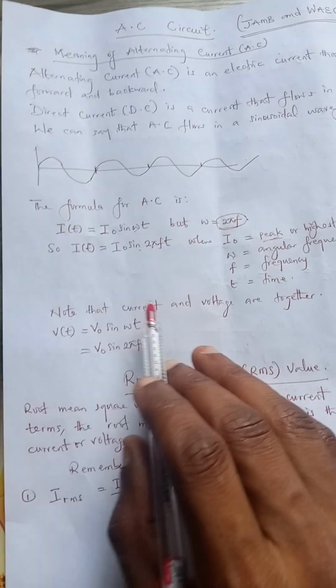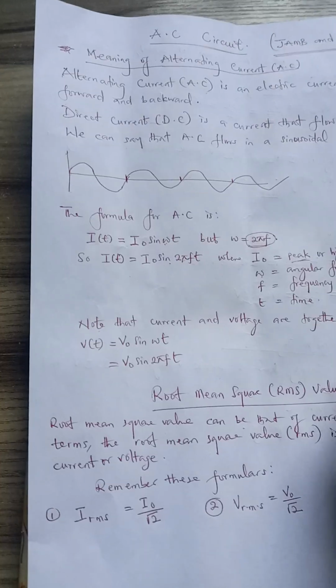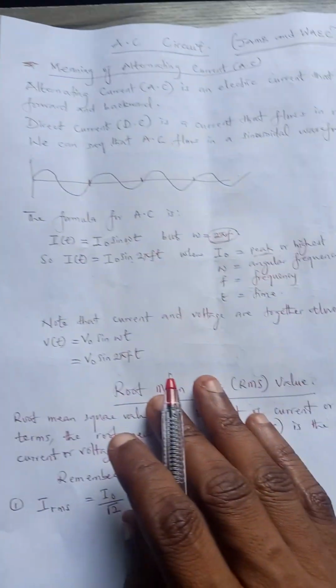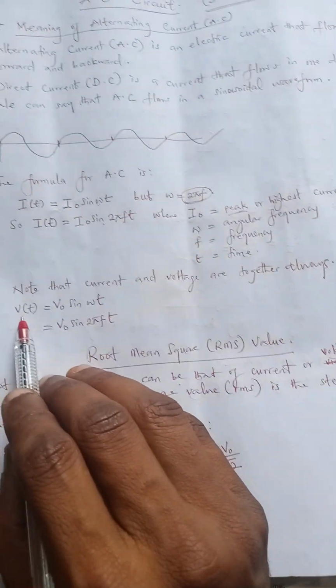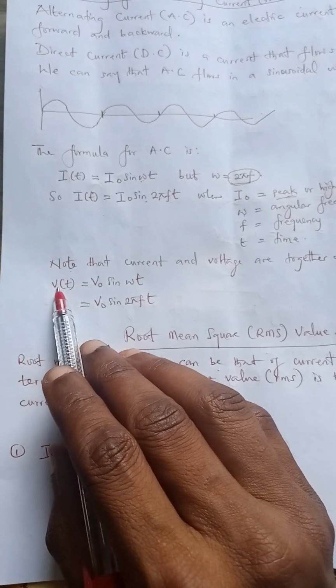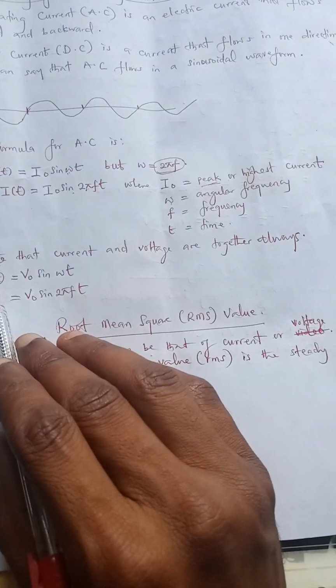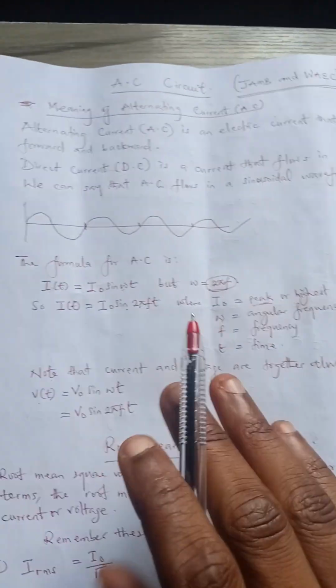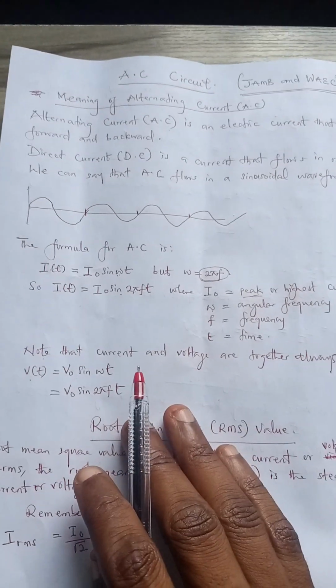There's another thing I want you to know again. Note that current and voltage are together. They are together always. Anywhere you see current, you must see voltage. Because of that, we can also write for voltage. If you enter current here, you remove I and put V for voltage, then I0 will become V0. So we can now say that voltage at any particular time is the peak voltage sine omega t. All the symbols have their usual meaning.